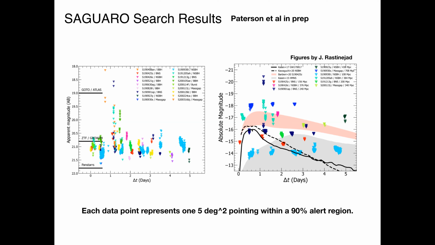What's the takeaway here? Well, for the most part, so this solid line is a GW170817 light curve. For the most part, we were not going deep enough, and I think that's true of most of the groups that were searching for counterparts during O3. So you can see there's just a couple of events where we were really sensitive to most normal counterparts.